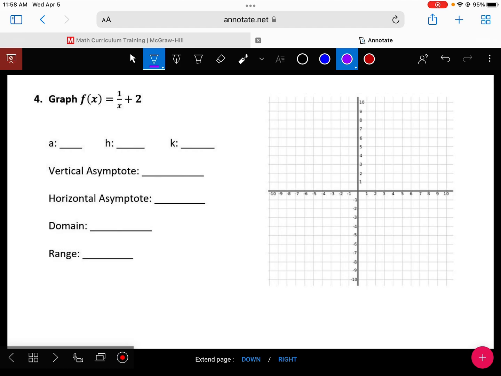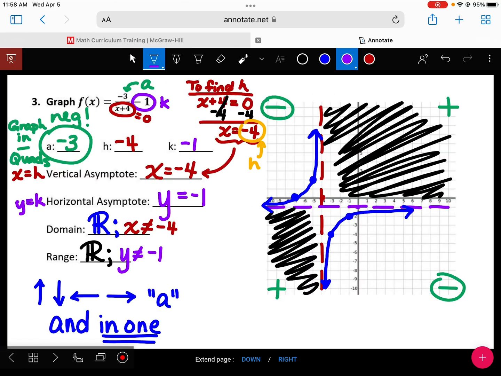A is 1, K is 2, H is not 1. To find H, we take whatever's on the bottom, and what are we equaling it to? Let me put mine back up. What are we always equaling the bottom to? I've got a red circle and an equal sign, and I set it equal to 0. Whatever's on the bottom of that fraction, no matter how big or how small it is, I take whatever's on the bottom and equal it to 0.